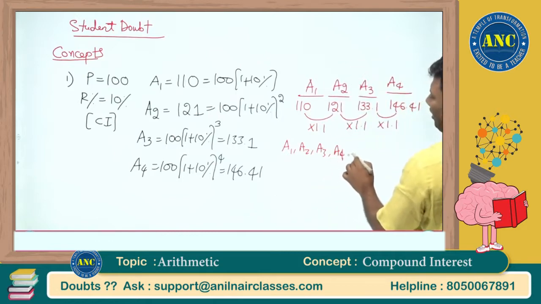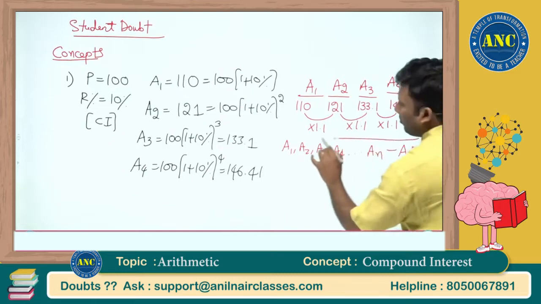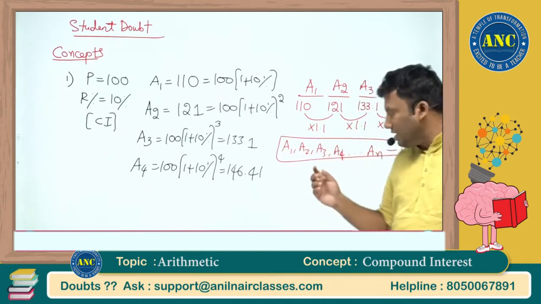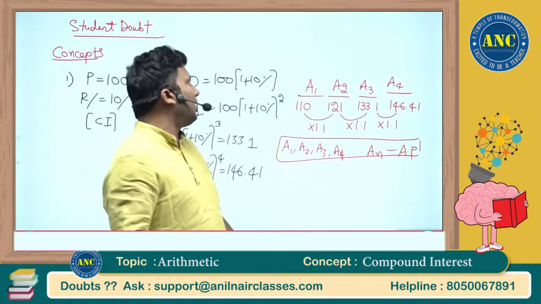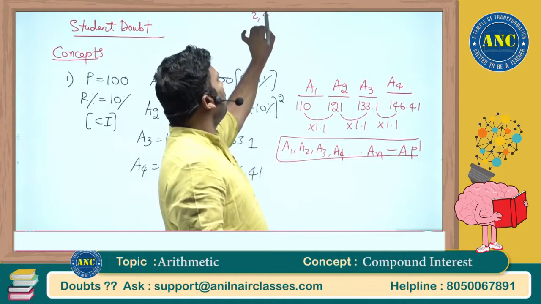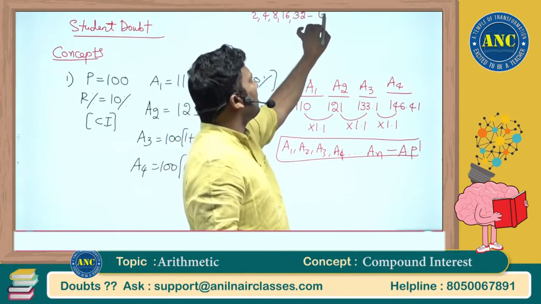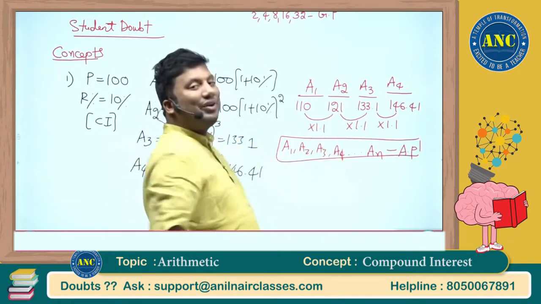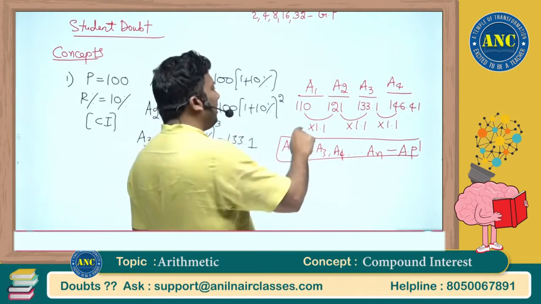Please write down. A1, A2, A3 and A4, AN, they are in arithmetic progression. First key point, it is clear. Amounts at the end of the year are always in arithmetic progression. For example, if I say 2, 4, 8, 16, 32, they are in geometric progression. Common ratio, it is common. Sorry, that's a wrong usage of word. It is in geometric progression.